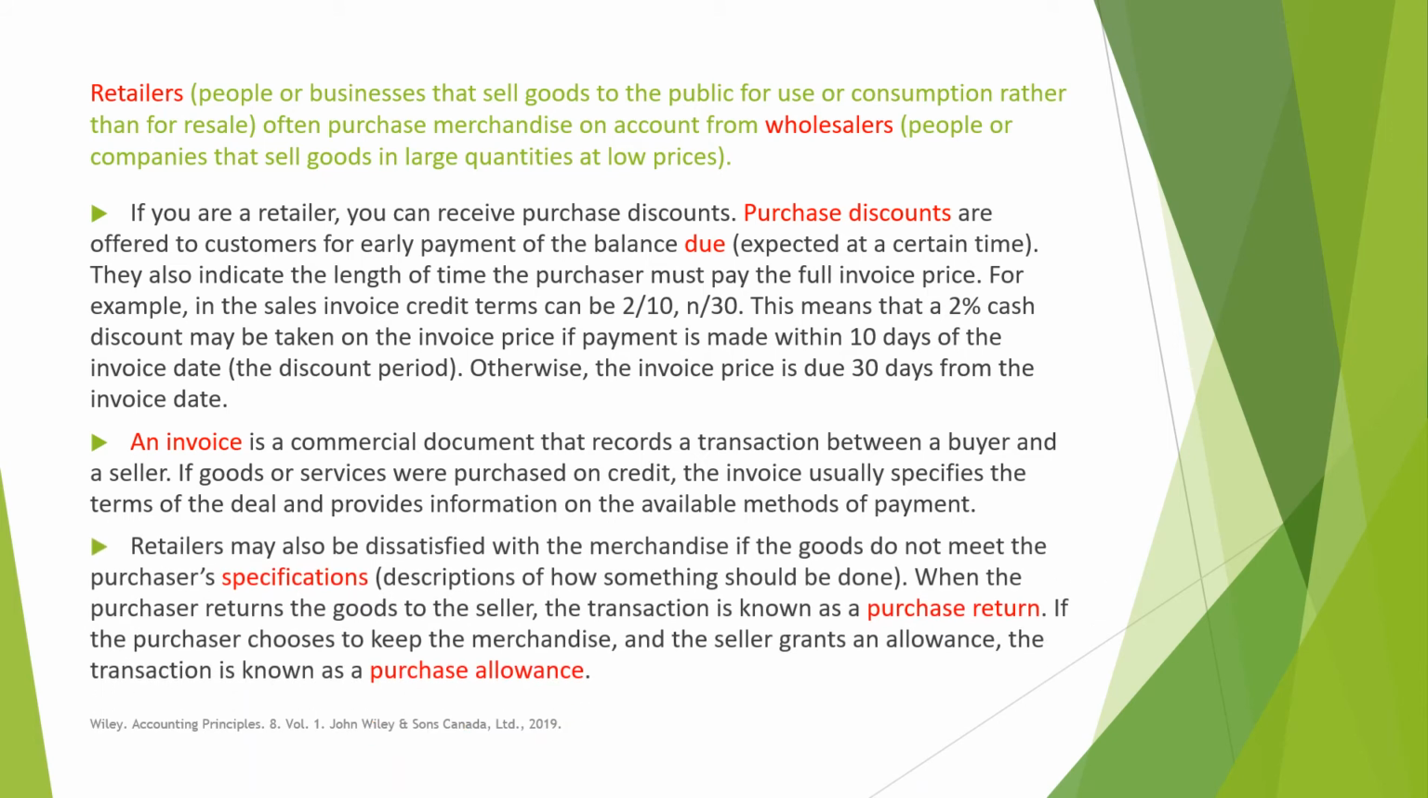Retailers may also be dissatisfied with the merchandise if the goods do not meet the purchase's specifications. When the purchaser returns the goods to the seller, the transaction is known as a purchase return. If the purchaser chooses to keep the merchandise and the seller grants an allowance, the transaction is known as a purchase allowance. Specifications, descriptions of how something should be done.